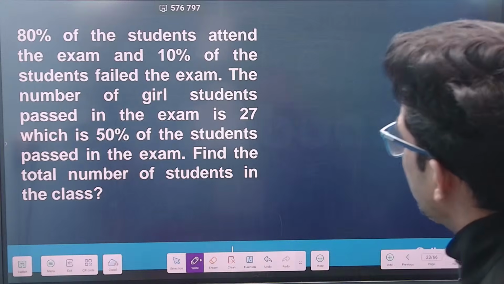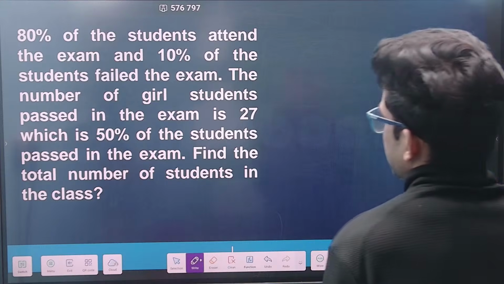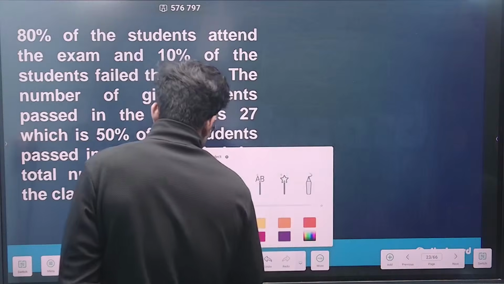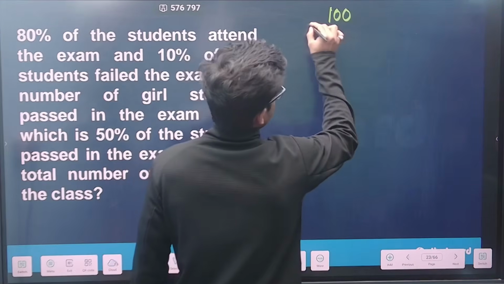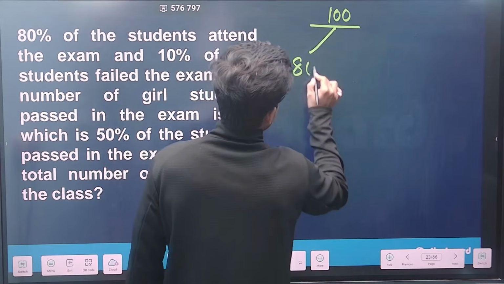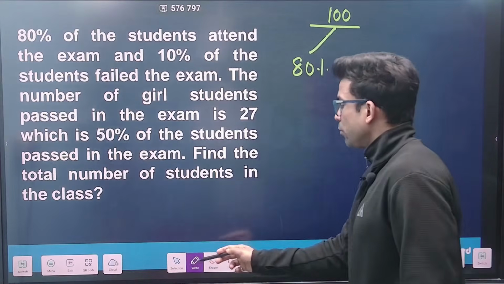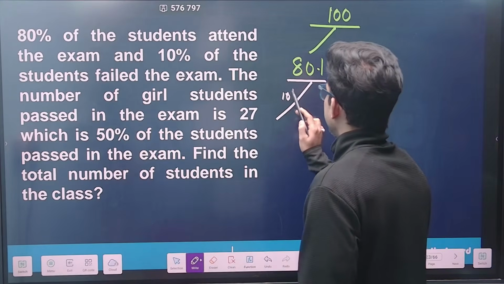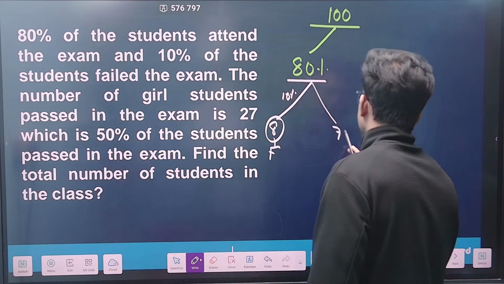Can you guys solve this? 80% of students attend the exam and 10% of the students fail the exam. So basically you need to remember the total. Can I say if I assume my total is 100, and 80% of students attend the exam, so attend is 80, correct? And 10% of the students fail the exam. So the students who attend, they will only fail, na. So this much is attending and 10% exactly fail. So basically 8 are fail. If 8 are fail, then I can say 72 are pass, correct?